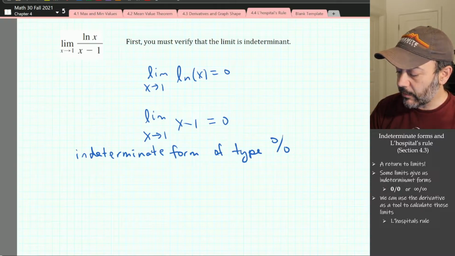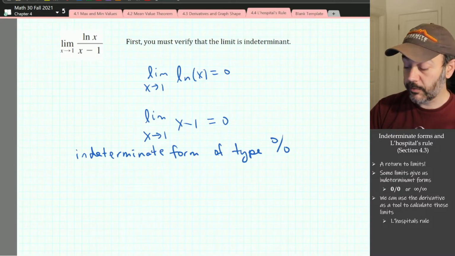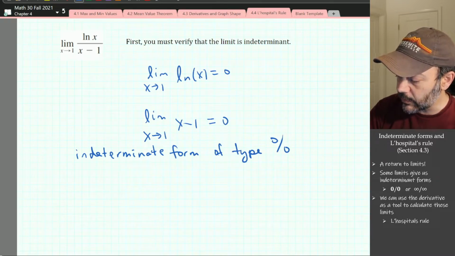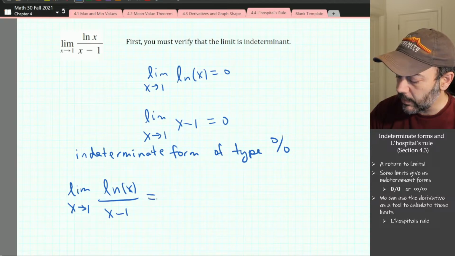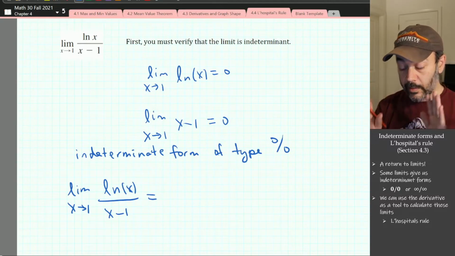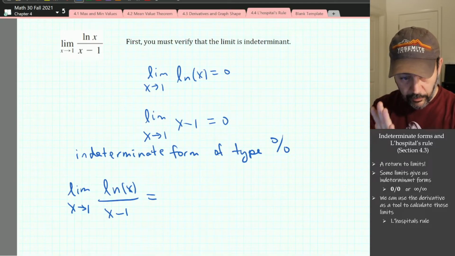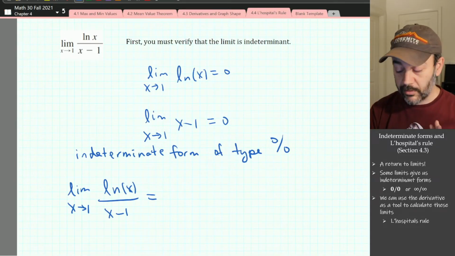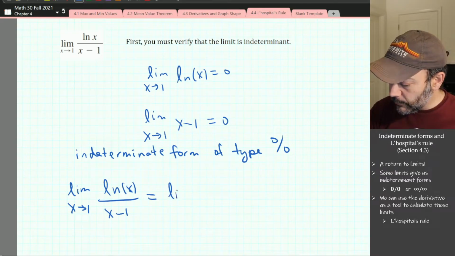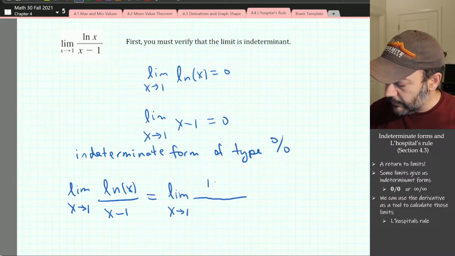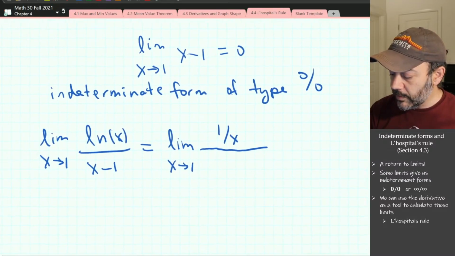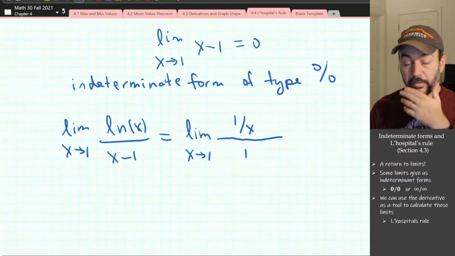Okay, so now that we've done that, we can replace our limit using L'Hopital's rule. And that would be like this. So the limit as x goes to 1 of ln of x over x minus 1 is equal to, now, since we have shown that we get an indeterminate form with the original limit, we can instead take the limit of the derivatives of the top and bottom. Well, what's the derivative of ln x? The derivative of ln x is 1 over x. What's the derivative of x minus 1? The derivative of x minus 1 is 1.